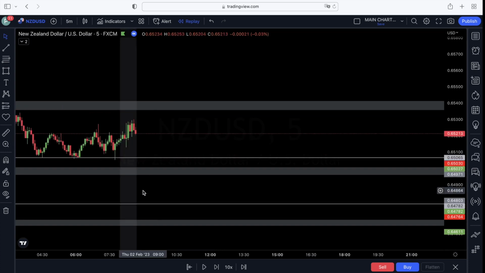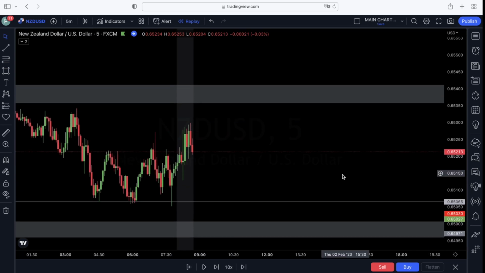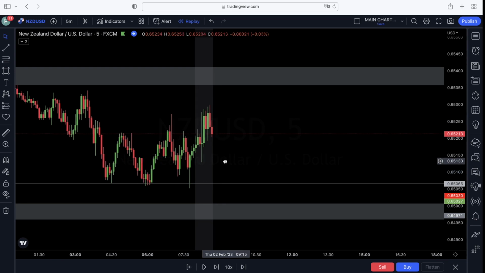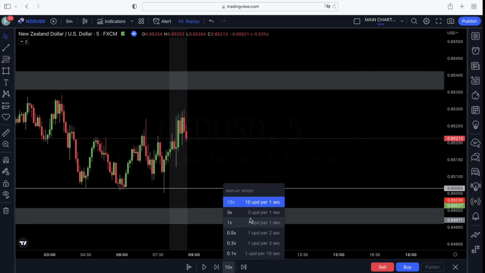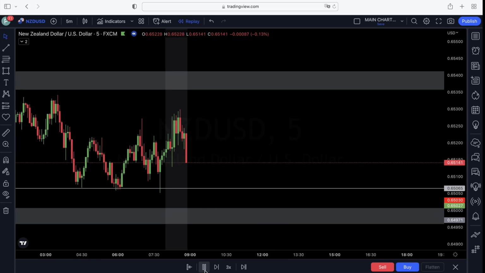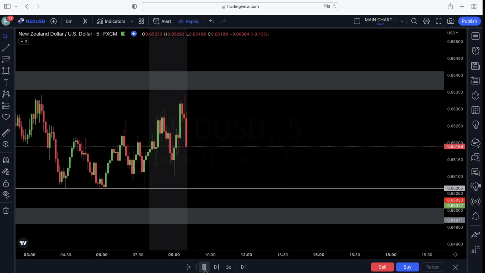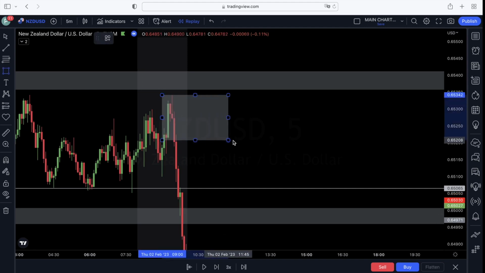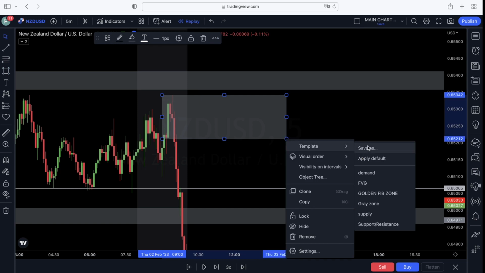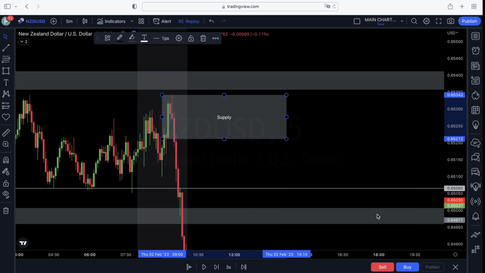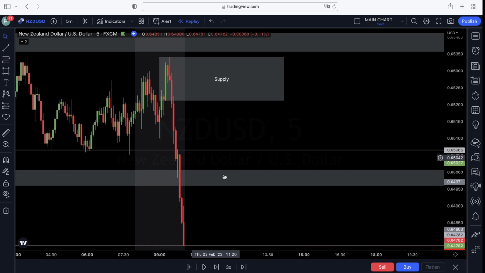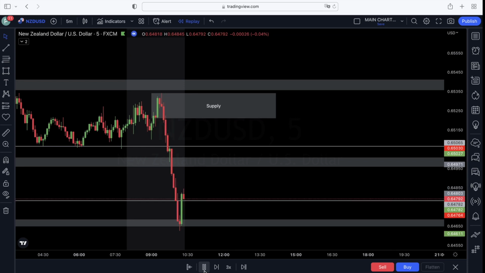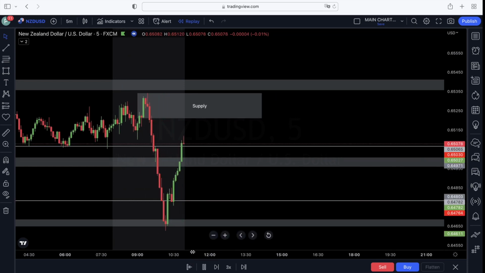All right, New York session has started. Let's see what we can get on this good Thursday, February 2nd. Let's see what NZD throws out. Consolidating. All right, there we go. Supply has been formed because there was aggressive selling coming out of this area. So let's see if the market comes back and gives us an entry opportunity.